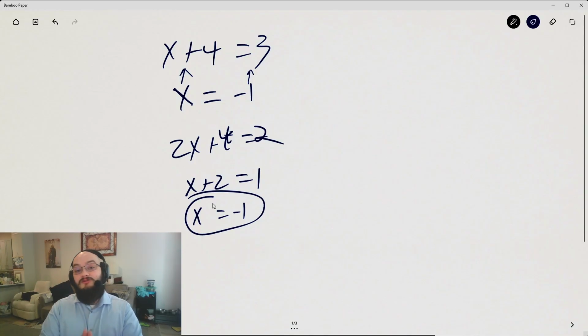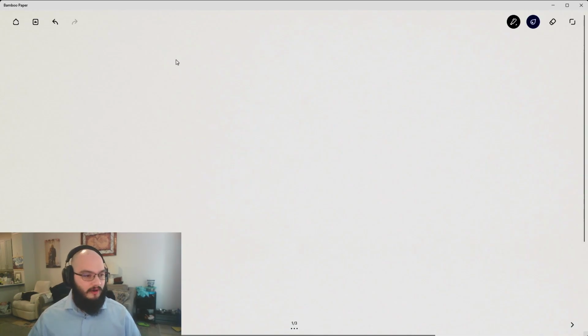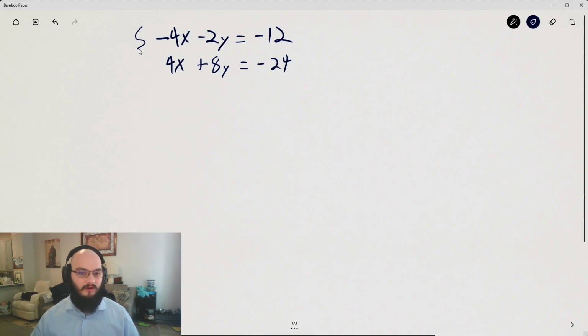So that is the fundamental property that we're going to be using whenever we do our elimination method: when we add two equations together, we're allowed to do that because it's like adding the same thing to both sides of an equation. Let's take a look at our first example. For example 1, we have -4x minus 2y is equal to -12. And we have positive 4x plus 8y is equal to -24. So this is our system that we need to solve.